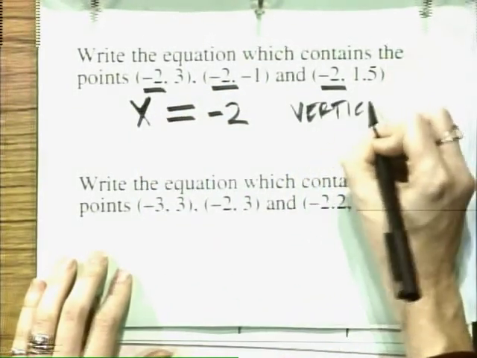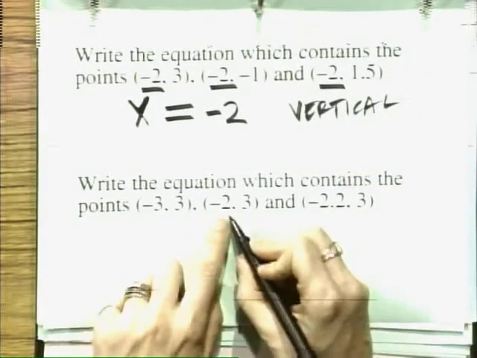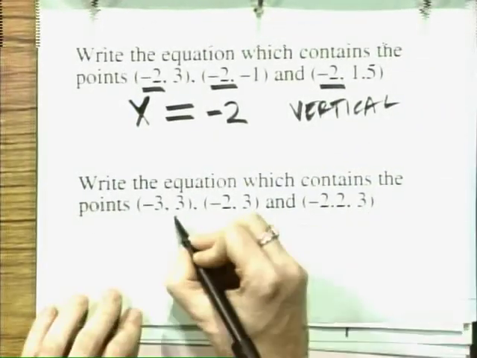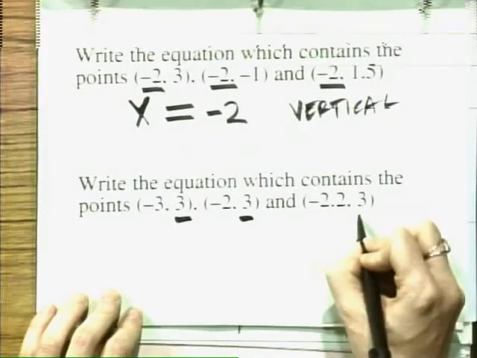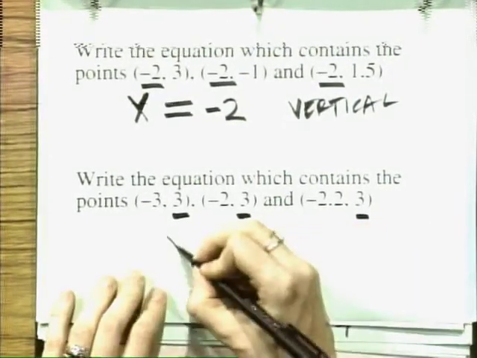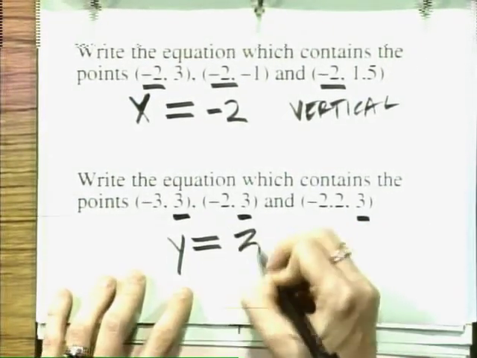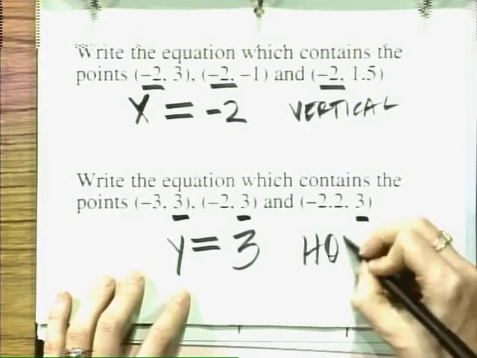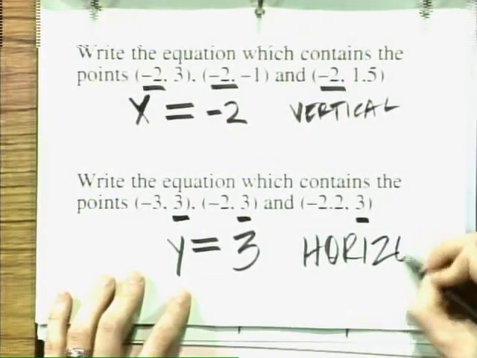Okay, and let's go ahead and do the next one. -3, 3, -2, 3, -2.2. I'm noticing something a little wacky over here. What's going on? My y is always 3. That is horizontal. Very good.